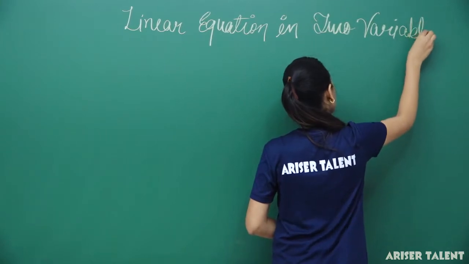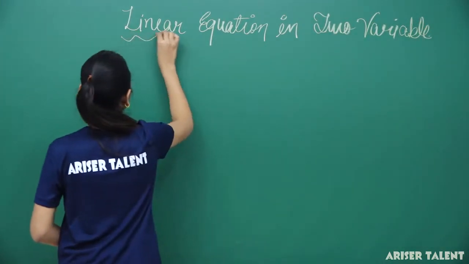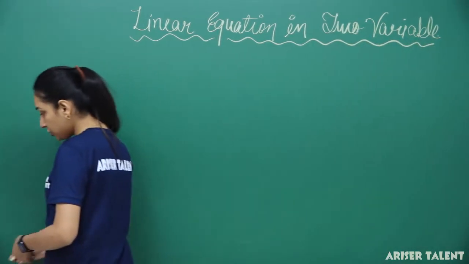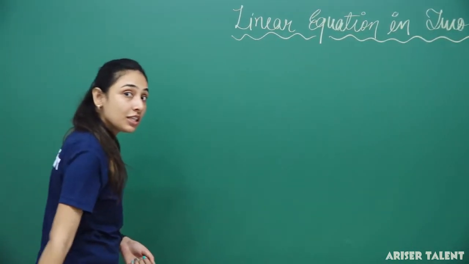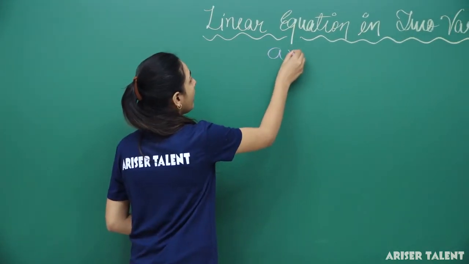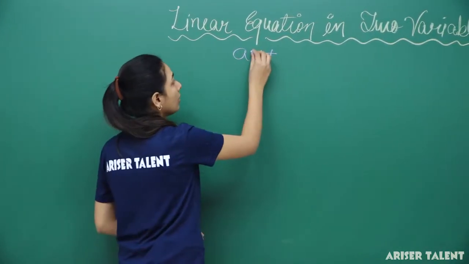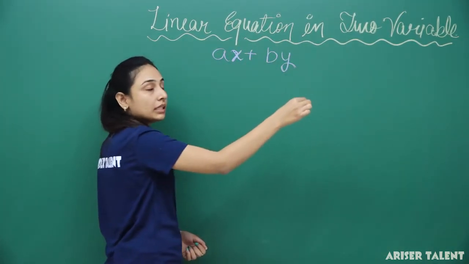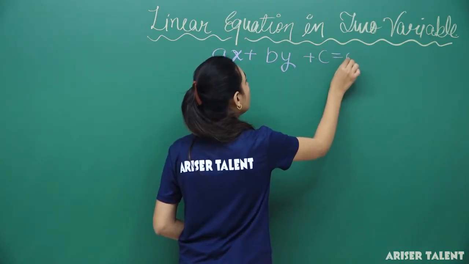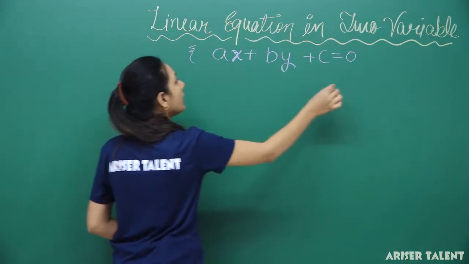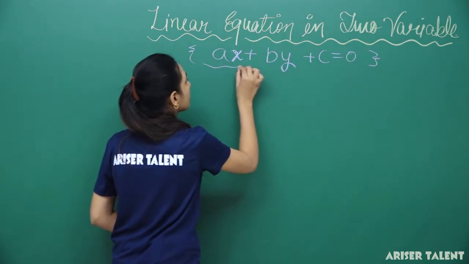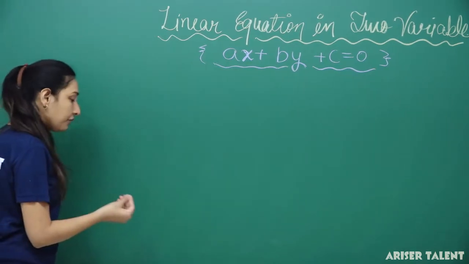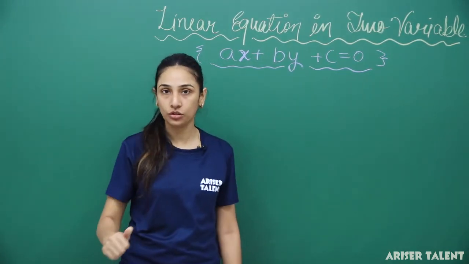And in each and every lecture, I've told you to write the standard format of linear equation in two variables, which is ax plus by plus c equals to 0, right? Okay. Now, we have gone through the theory part and we were discussing some exercise questions, right?